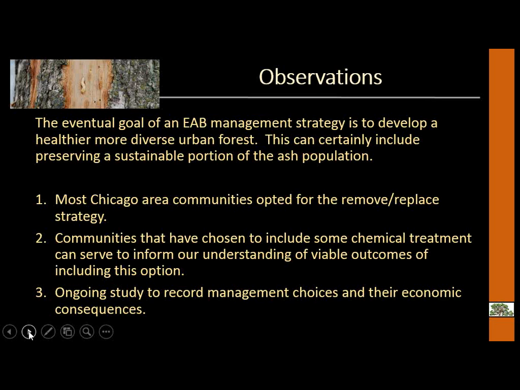The eventual goal of an EAB management strategy is to develop a healthier, more diverse urban or community forest. This can certainly include preserving a sustainable portion of the ash population. Most Chicago area communities opted for the remove-replace strategy. Communities that have chosen to include chemical treatment can serve to inform our understanding of the viable outcomes of including this option, and that's very, very important.